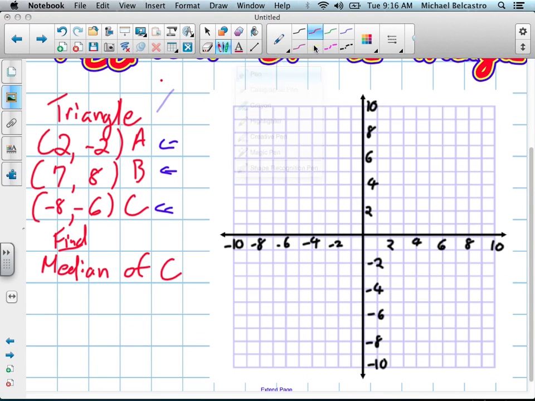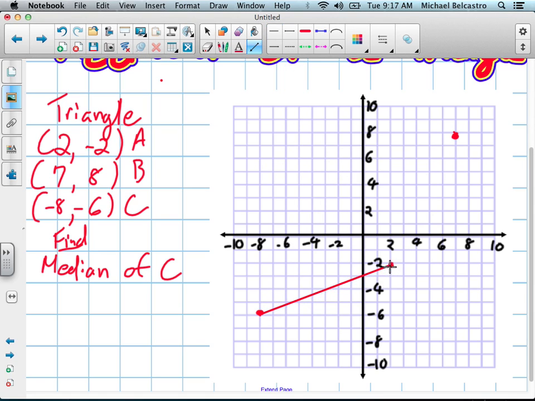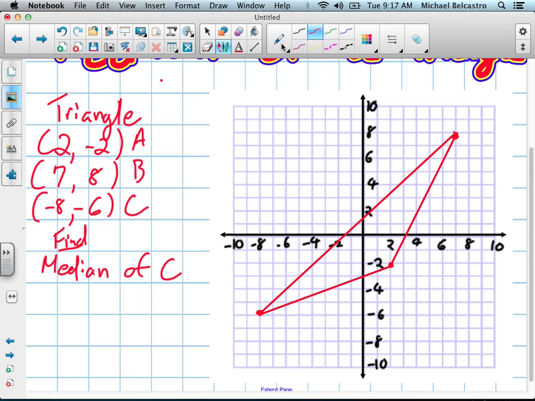Okay. So first point is at 2, -2. Second point is at 7, +8. And the third point is at -8 and -6. So, this is an odd looking triangle. Spans quite a bit of distance of this graph. And what we need to also do is label each of the points. This was point A, B, and C.